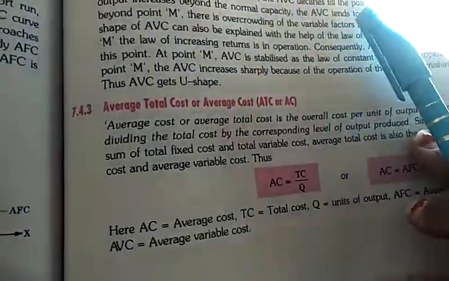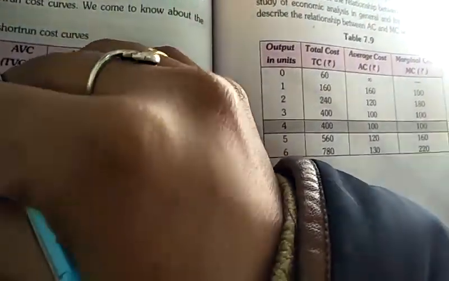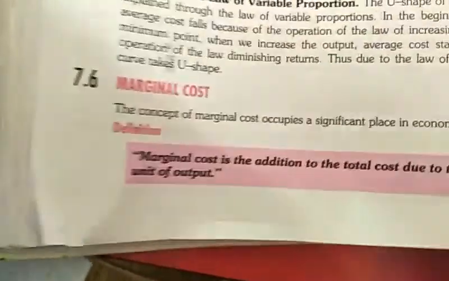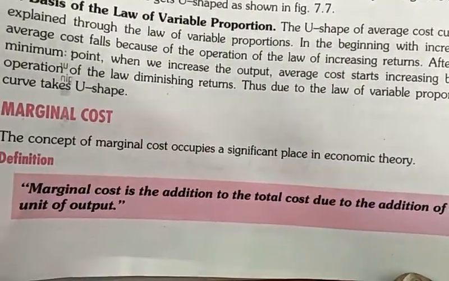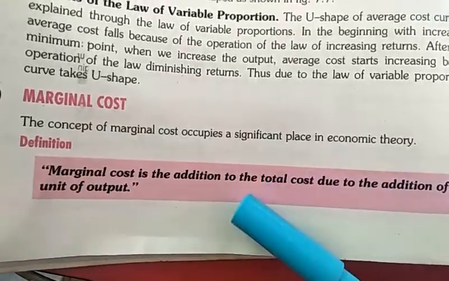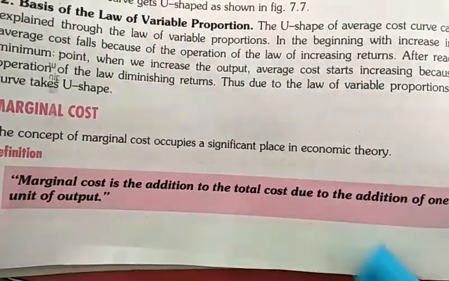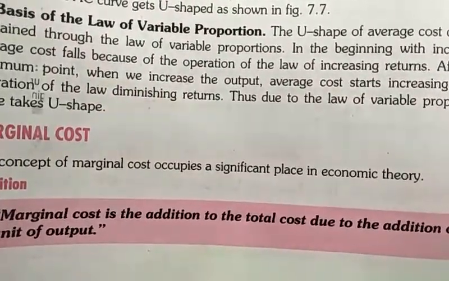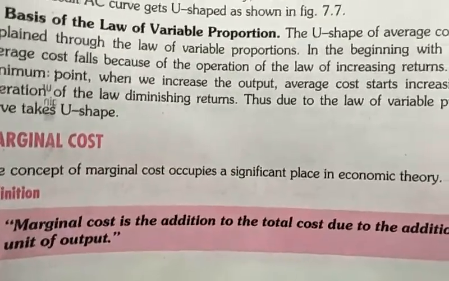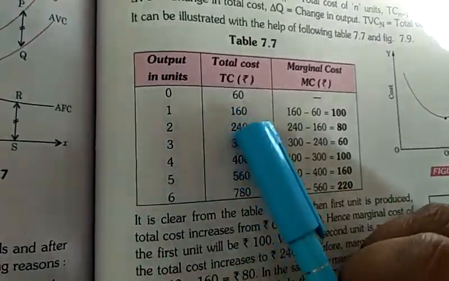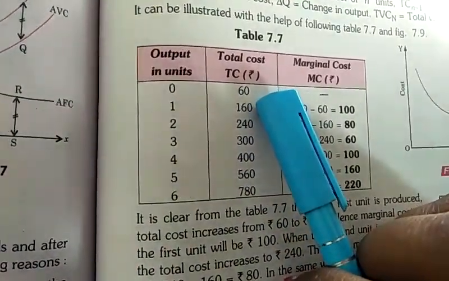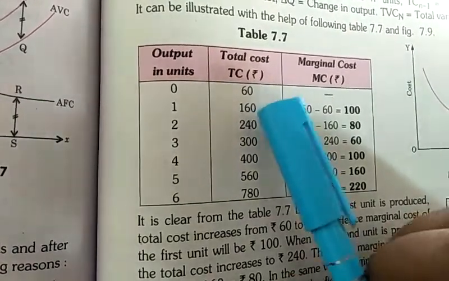Okay students, next is marginal cost. So students, marginal cost, as you read earlier, marginal means change. Okay, so marginal cost is the addition to the total cost. Whenever one more unit of product is produced, the increase in the total cost is marginal cost. Okay, so marginal cost is obtained by deducting the total cost of the previous output from the total cost of the new output.